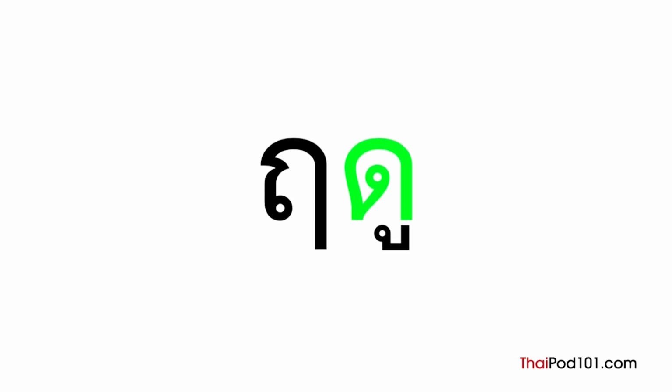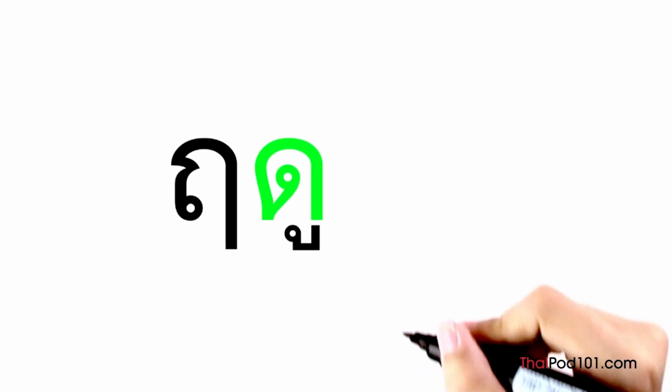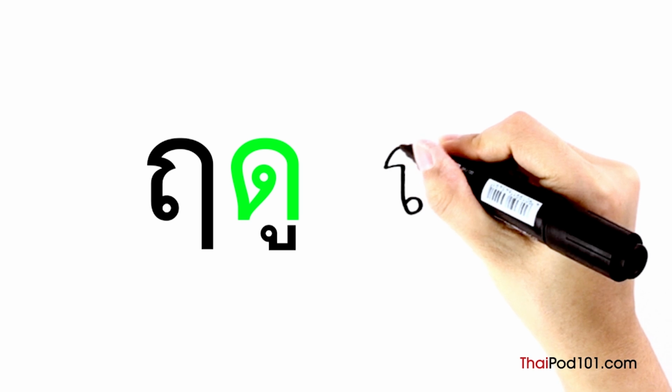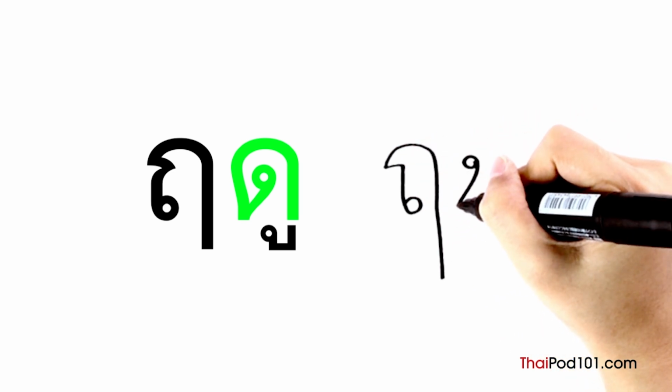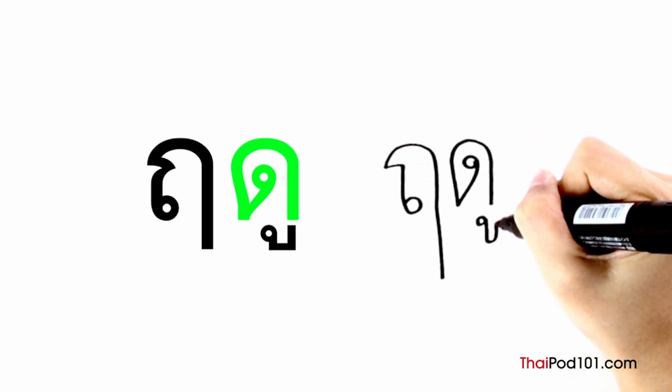Let's practice writing ฤดู together. รึ, ดอเด็ก, สระอู. ฤดู.